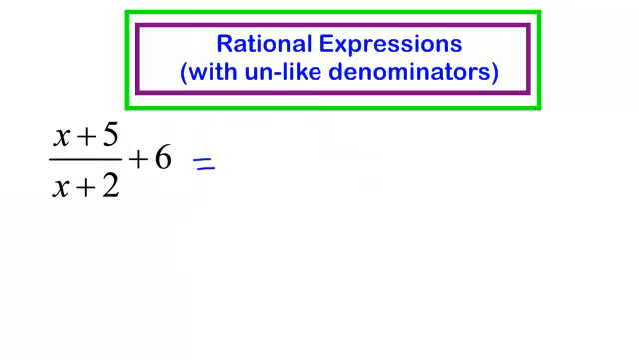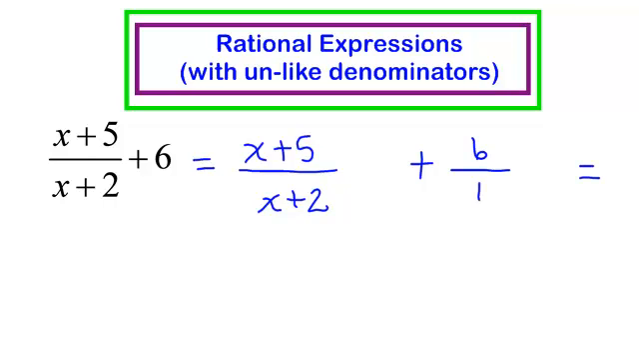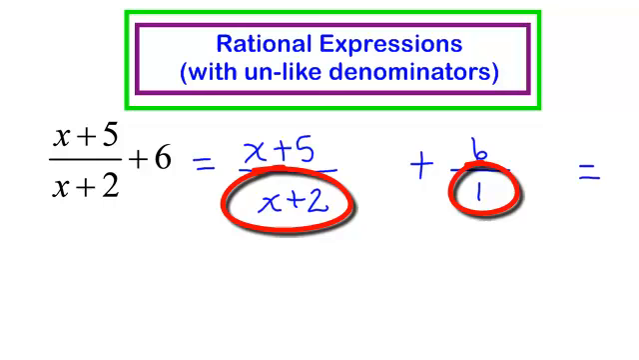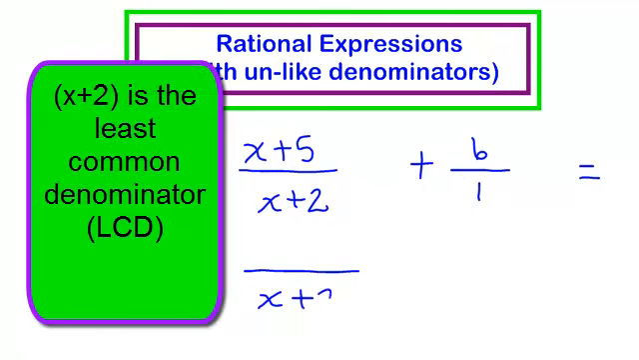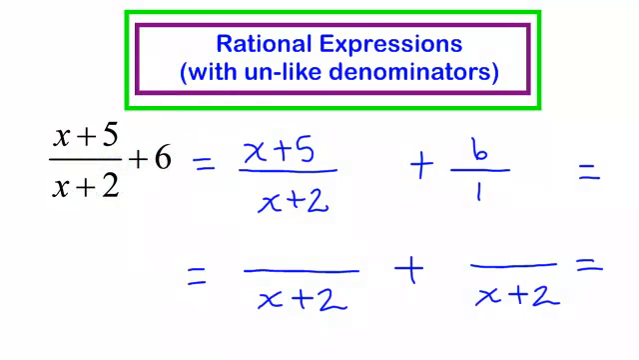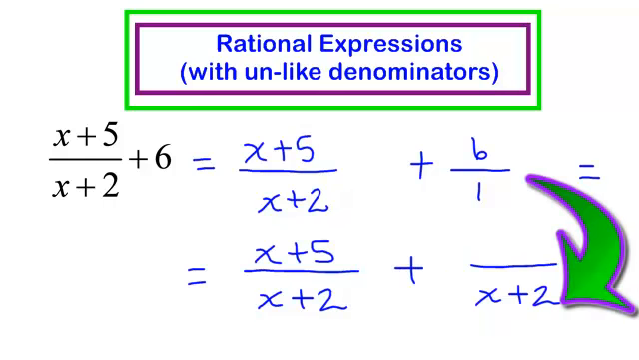We have x plus 5 over x plus 2 plus 6. 6 is just over 1. What is my least common denominator? Your least common denominator is x plus 2 times 1, which is just x plus 2. So I want to write both of these fractions over x plus 2. In the first fraction, did I do anything to that denominator? I had x plus 2. I still have x plus 2. In the denominator, I had 1. And now I have x plus 2.